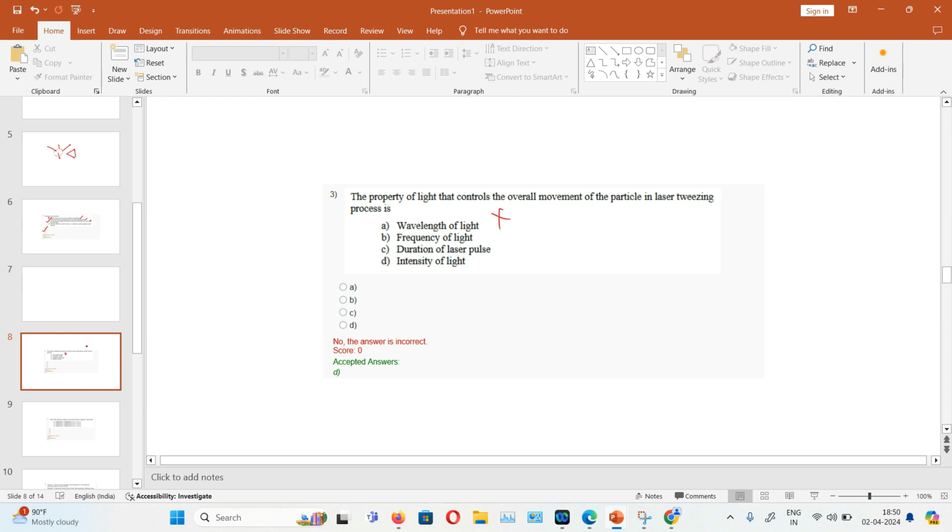Okay, so the answer is intensity of the light. Is there any doubt? Just think about these things and tell me if there is any doubt.